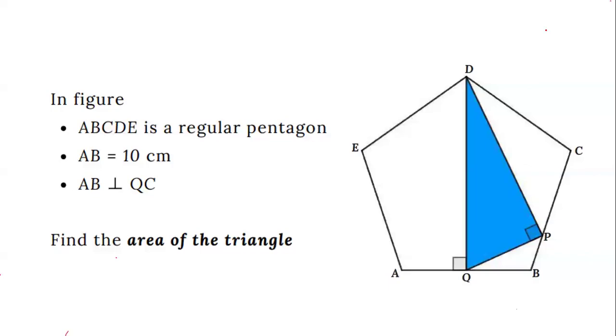So hello guys, in this video we are going to solve this problem. In this problem it is given that ABCDE is a regular pentagon, and AB is given as 10 centimeter. AB is perpendicular to QD.